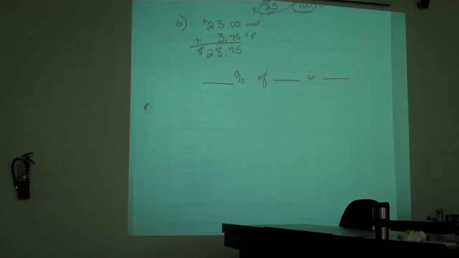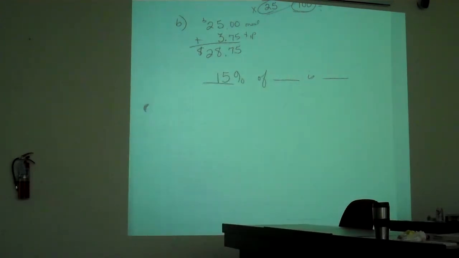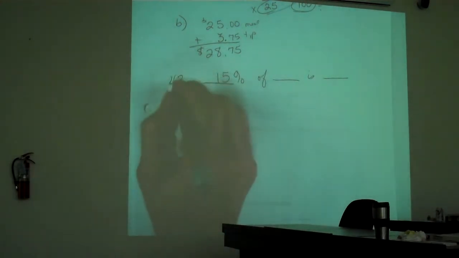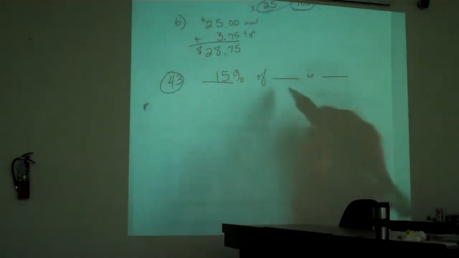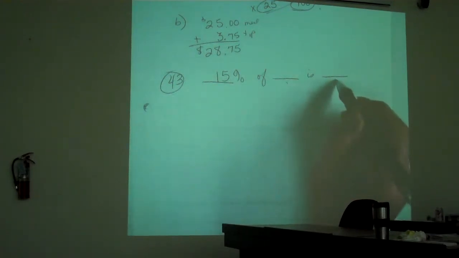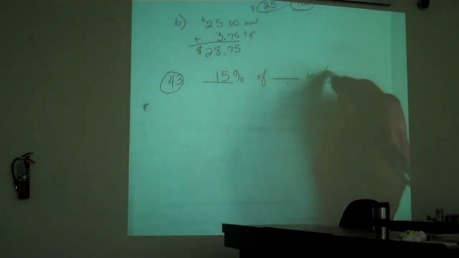Okay, let's see. Number 43 says Leon left a 15% tip. You know that's going to go where the percent is, right? 43, Leon left a 15% tip, and the tip is $4.50. That's saying his tip is $4.50, right? Not that his meal was $4.50. So 15% of his meal is the tip. So you want to put the tip where the is part is $4.50.